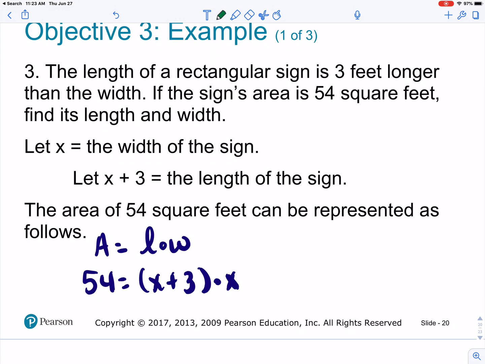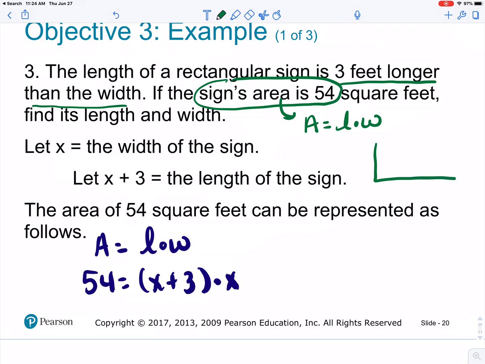Okay, so here's another one. The length of a rectangular sign is 3 feet longer than it is wide. If the sign's area is 54 square feet, find its length and width. If you remember, area is length times width for a rectangle. Let x equal the width of the sign. If I draw a picture, this is going to be the width, and since the length is 3 feet longer than the width, we're going to say it's w plus 3.